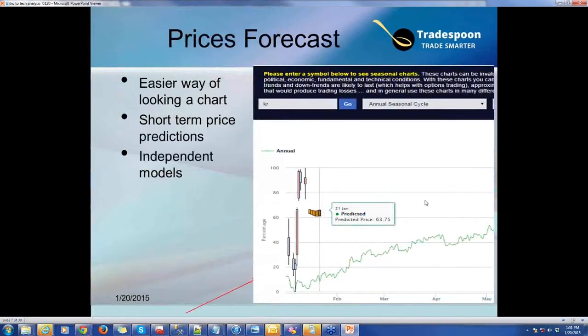So prices are forecast using seasonalities and neural networks that can train the model and predict where the price is going to be. It is just an easier way to look at the chart. You can have short-term price predictions going into January 20th, 21st, and for the next 10 days. And the fact that we run independent models and only show you results in our TradeSpoon pools if all the models actually coincide and show you the same prediction.